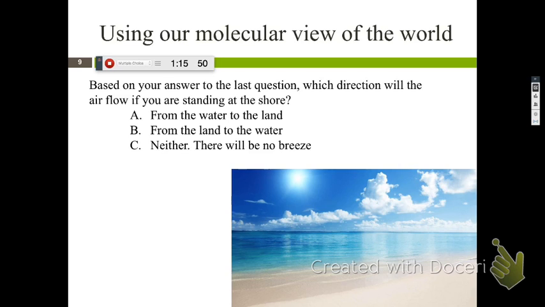You ever think about gas laws when you were experiencing that? No. Yeah, in chemistry when you go to the beach.